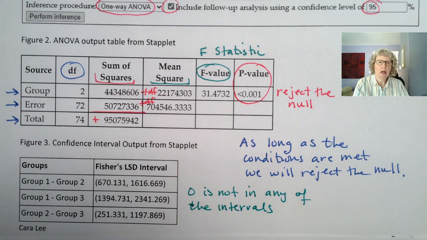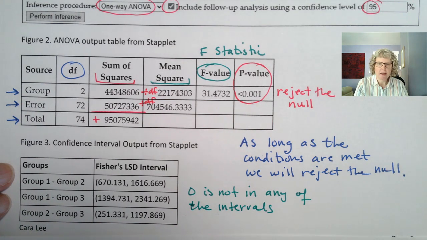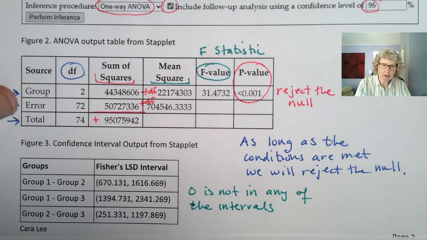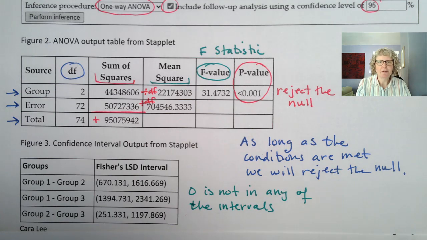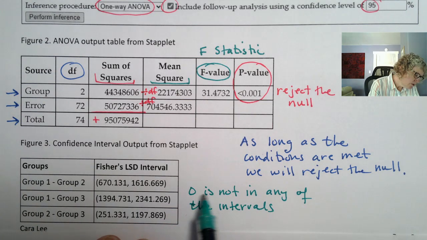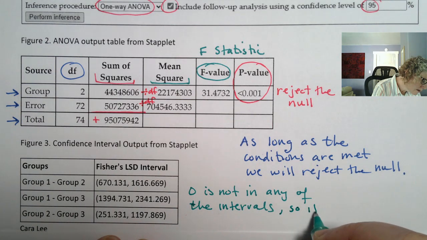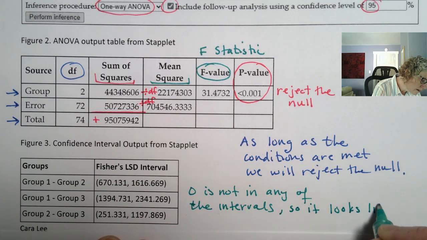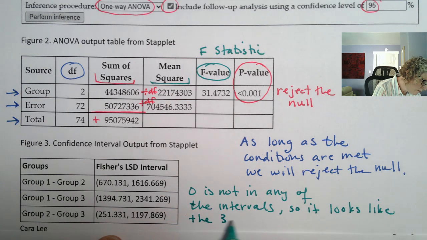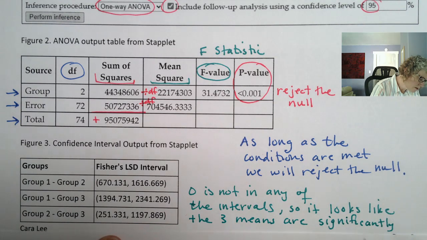So it does look like, and this is a really nice, fast way to compare the pairs, because remember, if we reject the null, we still don't know which one is different, right? It could be just one of them, or it could be all 3. So it does look like the 3 means are significantly different. 0 is not in any of the intervals, so from everything we know so far, it looks like the 3 means are significantly different.